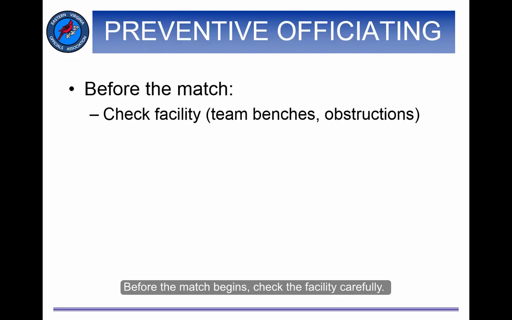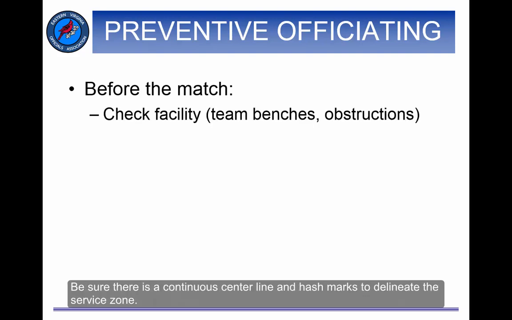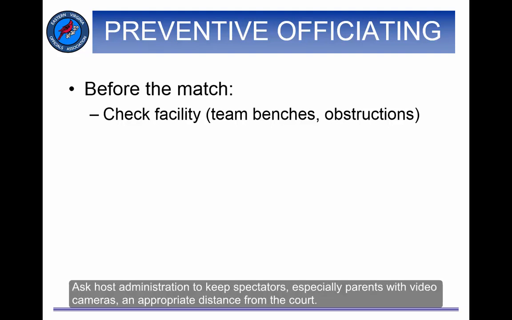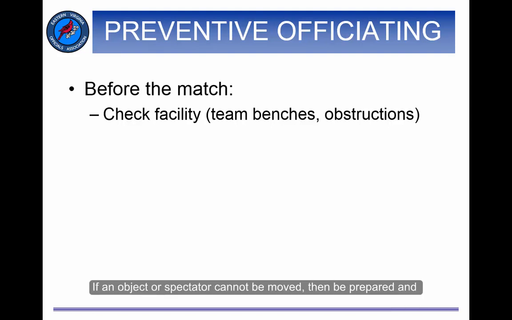Before the match begins, check the facility carefully. Be sure there is a continuous center line and hash marks to delineate the service zone. Move the team benches if they are not located further away from the net than the attack line. Look for obstructions that can be moved out of the player's way. Ask host administration to keep spectators, especially parents with video cameras, an appropriate distance from the court. If an object or spectator cannot be moved, then be prepared and know how to handle the situation if play is impacted by the object or person.